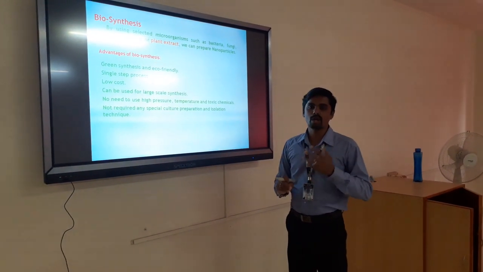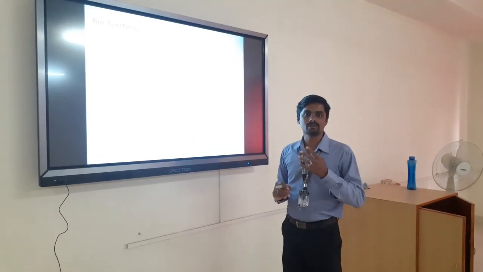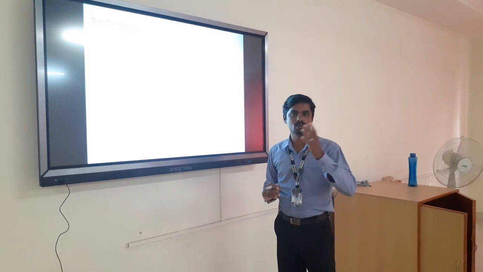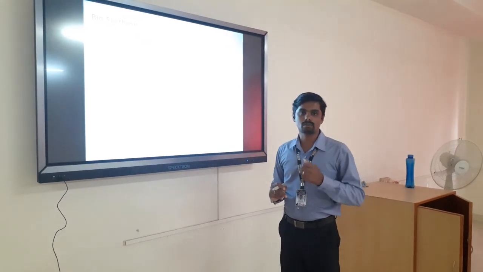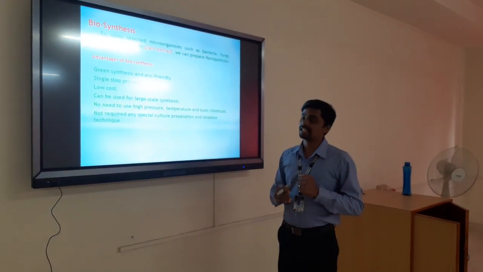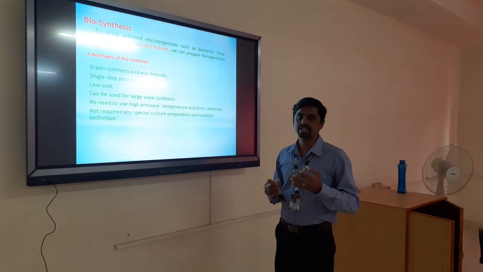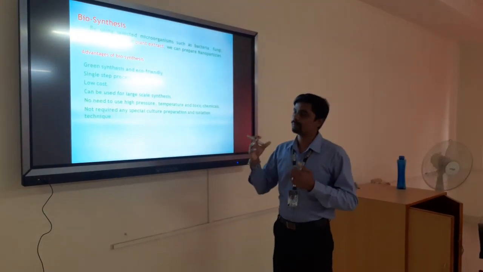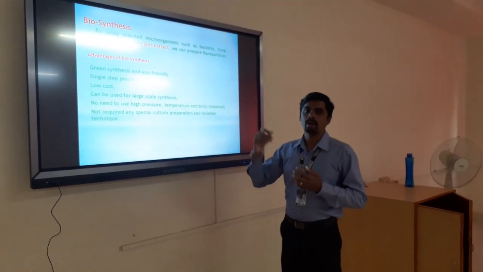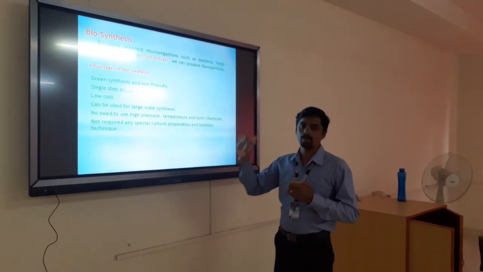Especially biosynthesis plays a very important role, because it is very low cost and there is no hazard compared to the other chemical as well as the hydrothermal methods. It is a very famous one, using selected microorganisms such as bacteria, fungi, yeasts, enzymes, as well as some other plant extracts. These play the main role in synthesizing bio nanoparticles.